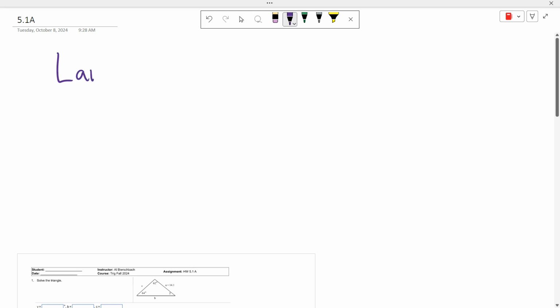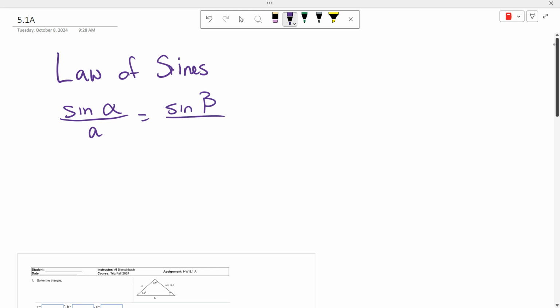So the law of sines is the sine of alpha over side A equals the sine of beta over side B equals the sine of gamma over side C.